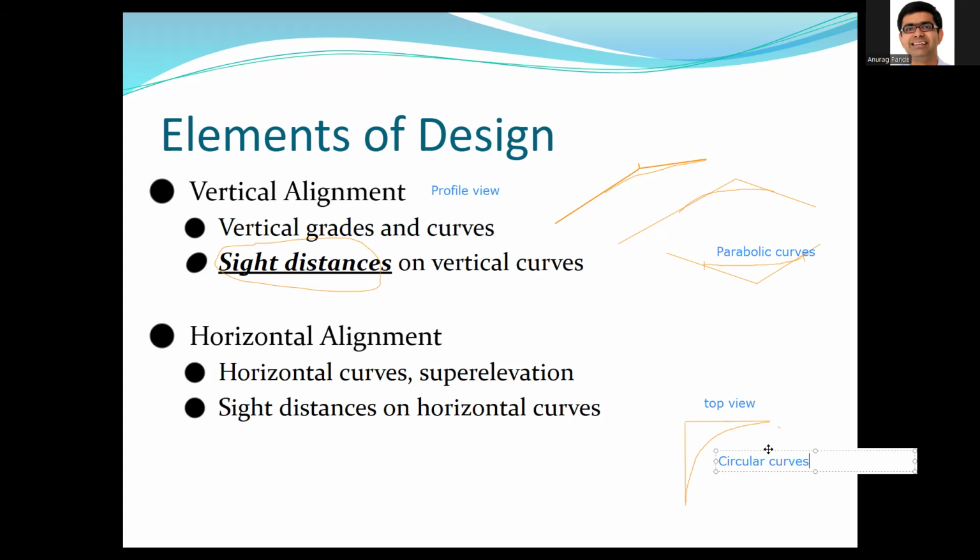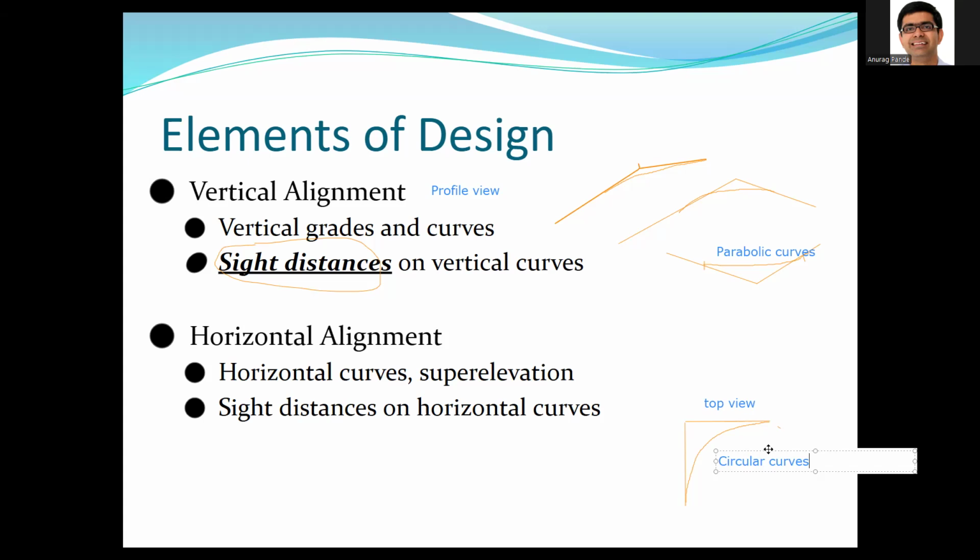So that's another difference. When we're doing vertical alignments, we're looking at the profile view from the side, and we are dealing with parabolic curves. And if you're talking about horizontal alignment, you're talking about change in direction, not change in elevation. You're looking at it from the top. You're talking about change in the roadway movement direction. And what you're designing are circular curves, simple circular curves for this class.